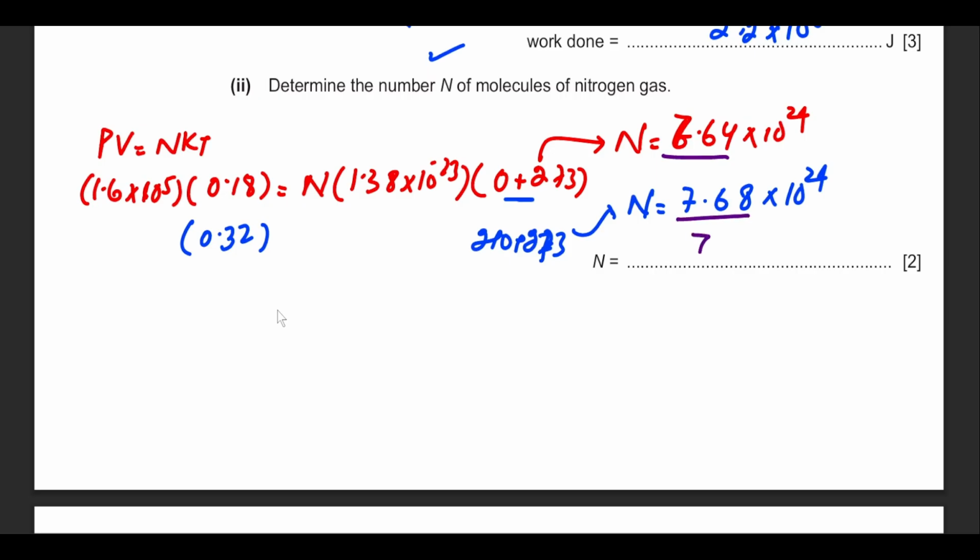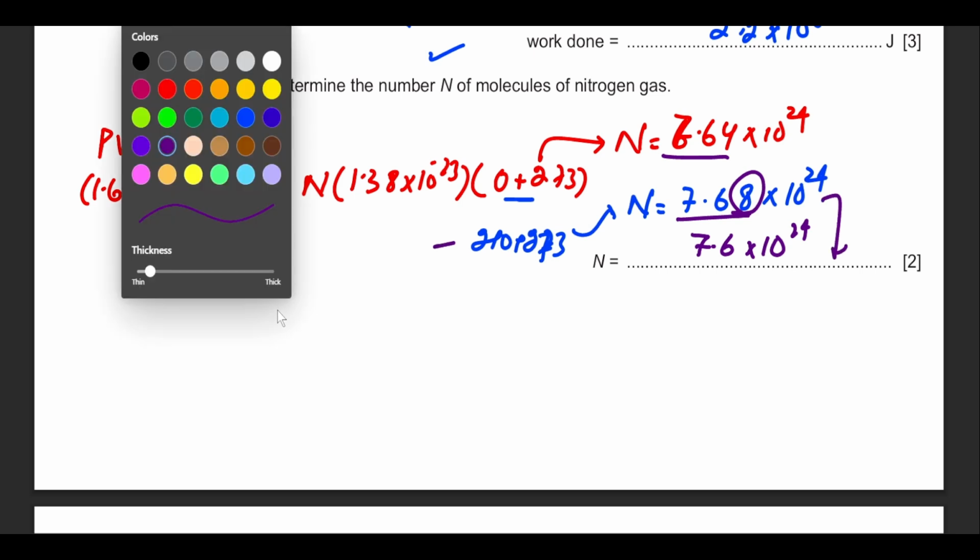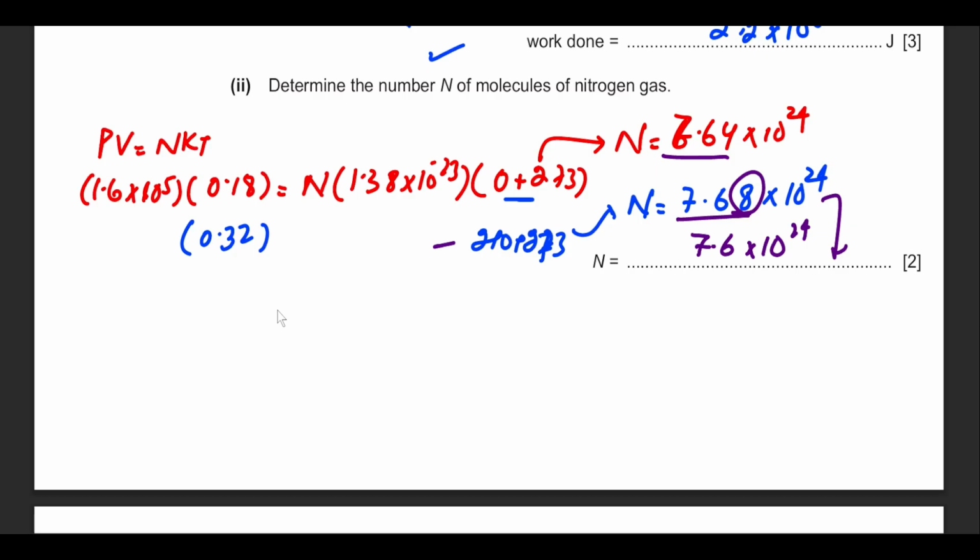Now there is some difference with this. I haven't been able to find a reason, but if you know the reason why there is a slight difference and why the examiner would accept this method, please let me know in the comments, and we can add information for other students coming to this video as well.